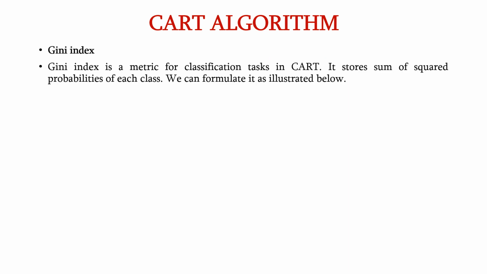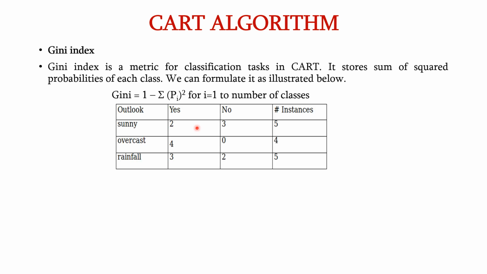Next, let us apply the Gini index for the outlook feature. Gini index is a metric used for classification tasks in CART. Our example is a classification task because it predicts whether to play golf or not based on the weather conditions, so the decision is either yes or no. The Gini index is based on the sum of squared probabilities of each class. We can formulate it as illustrated here: Gini is equal to 1 minus the summation of pi whole square, for i equal to 1 to the number of classes. Here pi indicates the proportion of items which belong to the class label i.